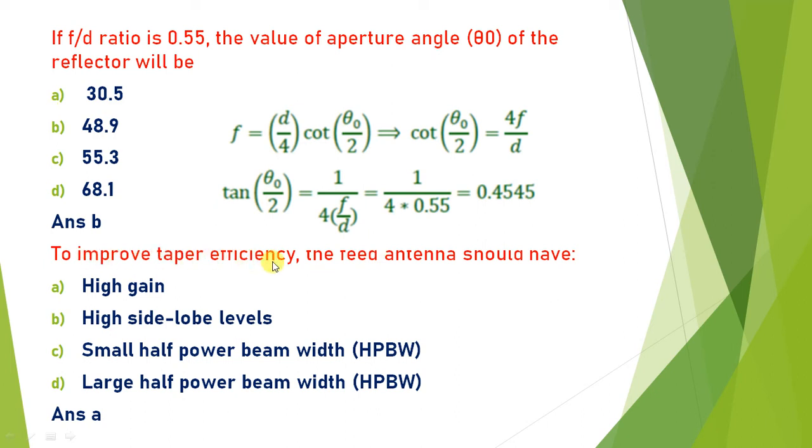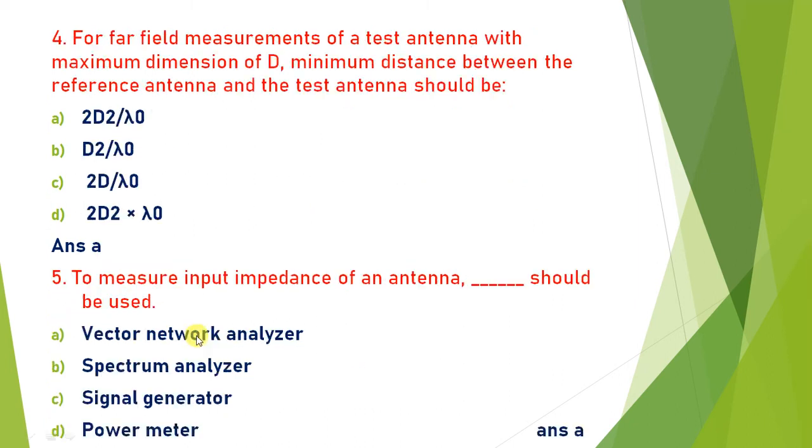To improve the taper efficiency, the feed antenna should have what? Generally, to increase the efficiency of the antenna, you have to increase the gain, because gain is proportional to efficiency as well as directivity. So to increase the efficiency, it should have high gain. So the answer is A.